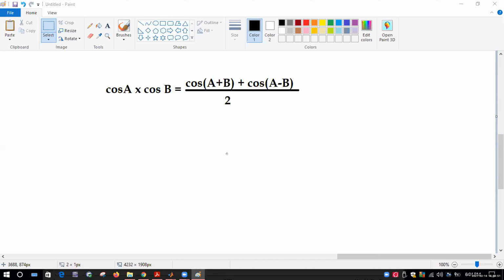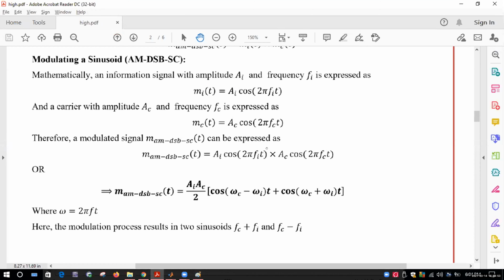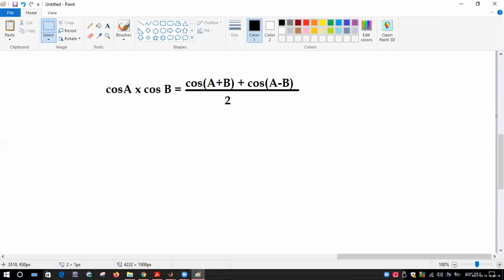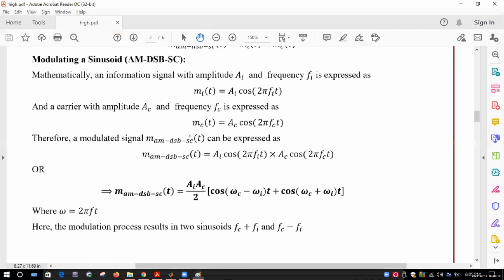Here you have the same thing. A times A is AI times AC, right? These are two multiplied. AI times AC, which is here. And this 2 comes from the formula: cosine A times cosine B is cosine of A minus B plus cosine of A plus B, over 2. And this is your signal.